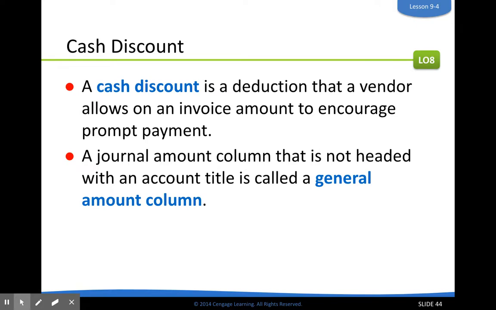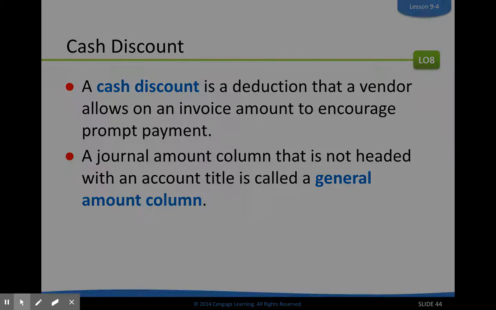A cash discount is a reason that a vendor might give a discount. Maybe the vendor gives you 30 days to pay, and after 30 days you would have to pay interest because you haven't paid in time. A cash discount could be if you have 30 days to pay, but if you pay within 15 days, we'll give you a 2% discount or whatever the amount might be. And the last bullet point, the general amount column, is not a specific column, so you could use the general amount column anytime that the special amount columns cannot be used.